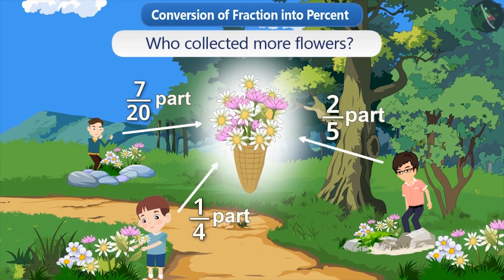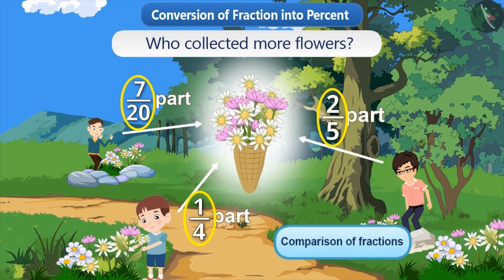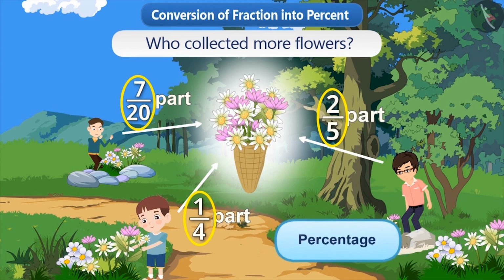Can you tell us how to do this? Think for a while. You got it right. Here we need to compare 2 by 5, 7 by 20, and 1 by 4. We can find the answer by comparing fractions, but we will make use of percentages here.